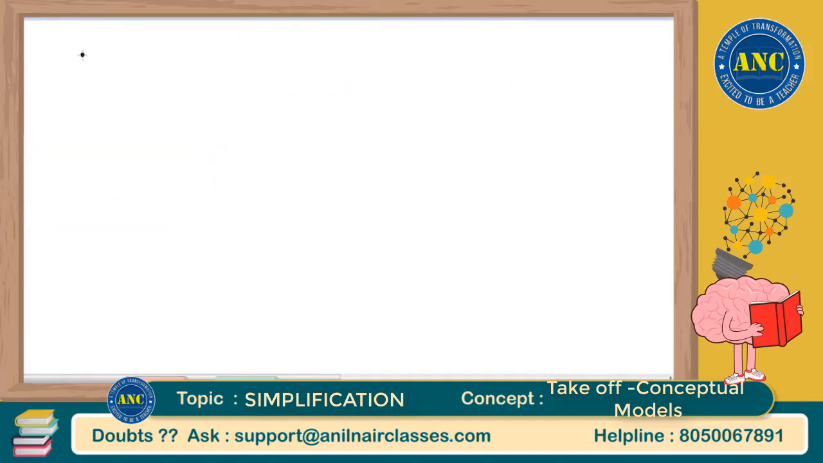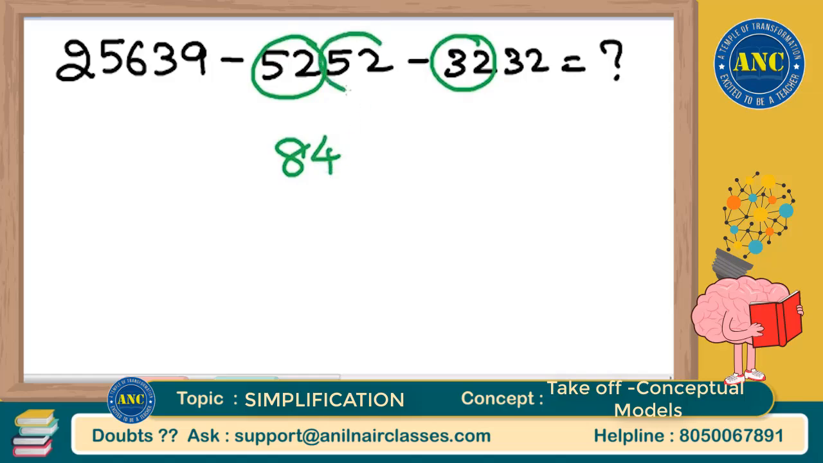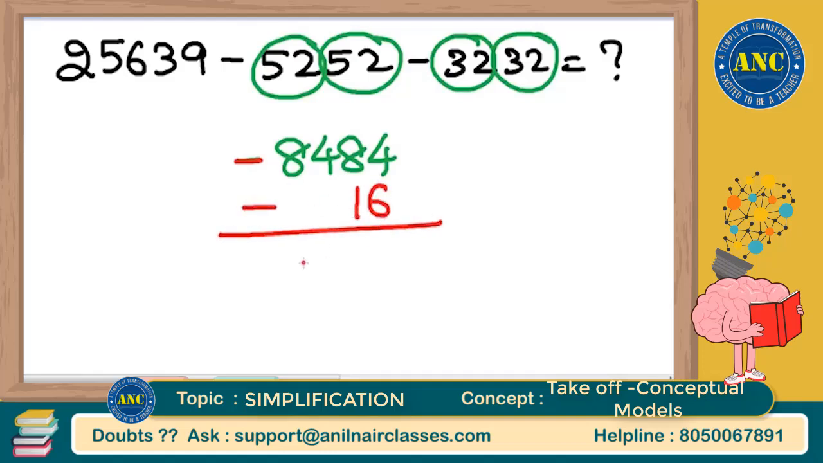Another question of this model. 25,639 minus 5252 minus 3232. This is equal to question mark. Now don't worry about this 5252, 3232. 52 and 32 is 84. Again 52 and 32 is 84 with a negative sign. Now I have 8484, but I want to make it as a fancy number 8500. Subtract 16 so that it becomes 8500 with a negative sign.